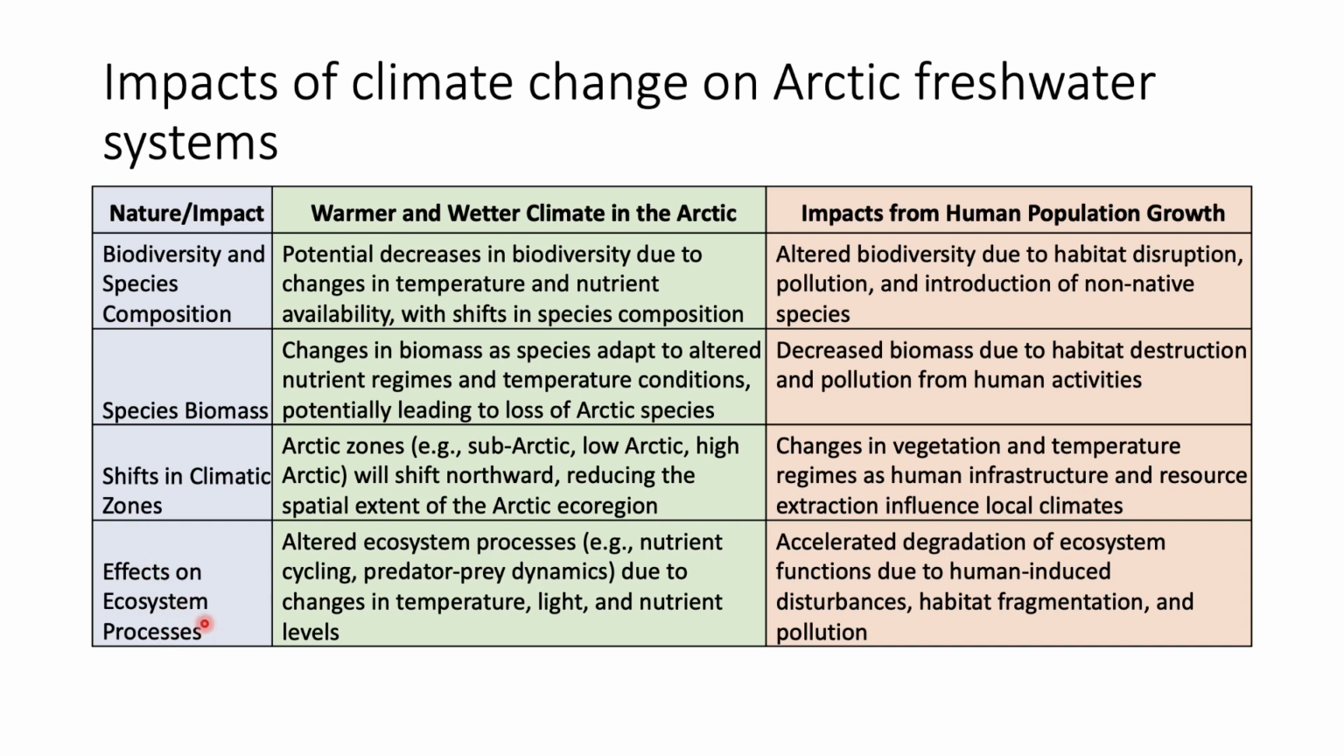And what is the effect on ecosystem processes? Overall, what we can say is that warmer and wetter climates lead to an altered ecosystem. That means changes in nutrients and predator-prey dynamics, etc. These are due to changes in temperature, light and nutrient levels. Similarly, when we look at human population growth, that leads to accelerated degradation of ecosystem functions due to human-induced disturbances, habitat fragmentation and pollution. So we have to be very careful. If we want to retain or sustain the Arctic ecosystem, then we have to work carefully in the Arctic region.